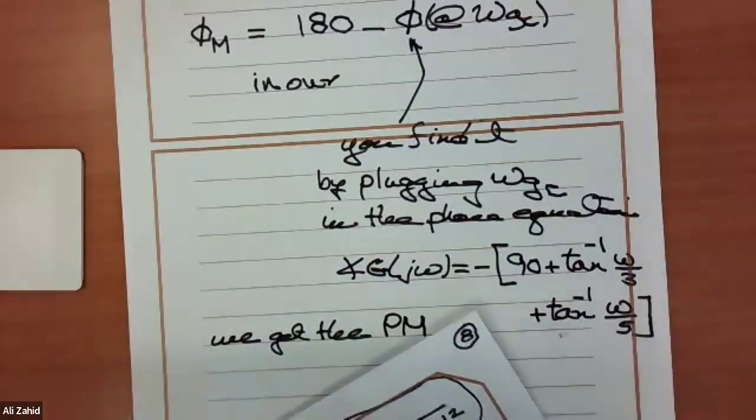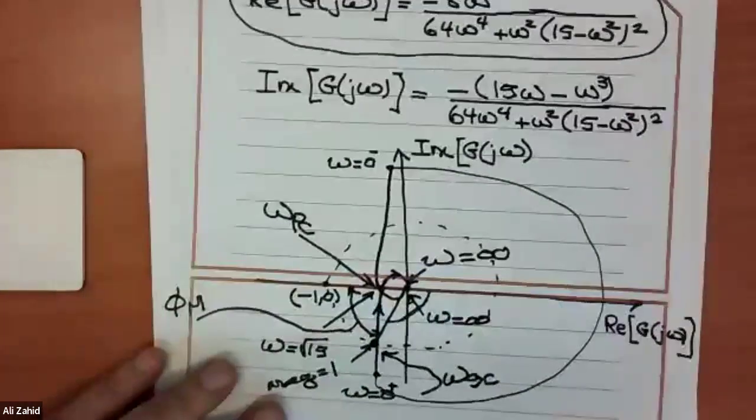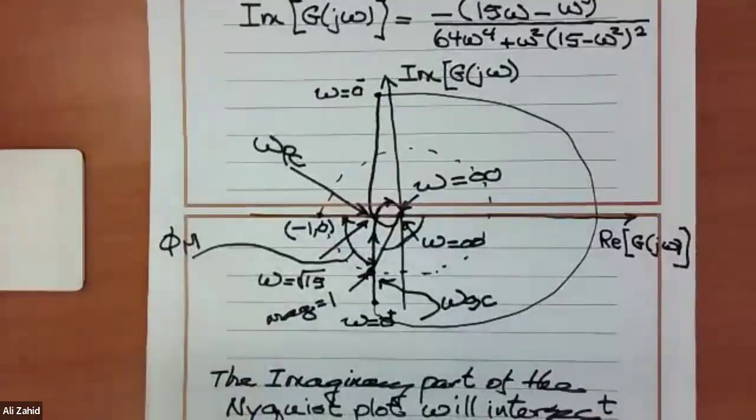Okay. So can we summarize this before we go to the Bode plot? Can you summarize everything I just mumbled for the last hour? Start, first of all, identify P. What is the P?